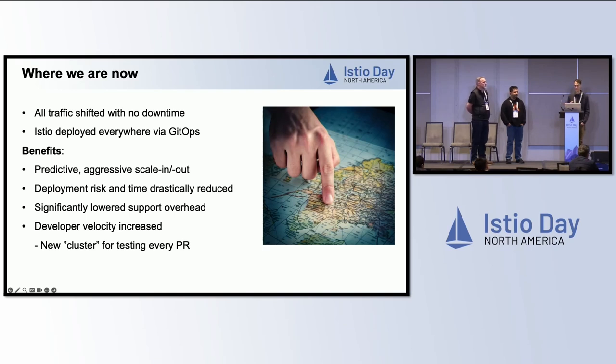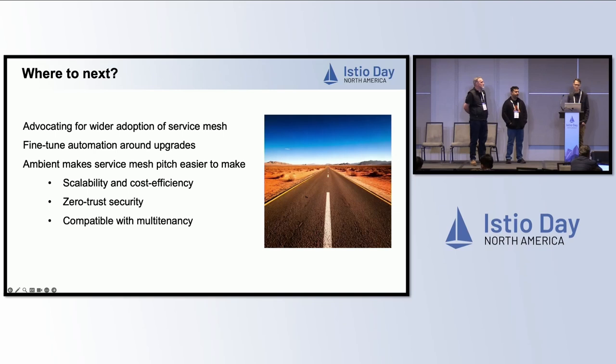And I can just say, too, that once you get Istio up and running, it tends to just keep running. And a lot of the issues that we're called in on nowadays, I think it's more about proving that Istio isn't the problem. And it's usually the case. The other thing is that developer velocity has improved quite a bit, going back to that whole deployment risk thing. Every change that a developer submits has a pristine, ephemeral environment to test against.